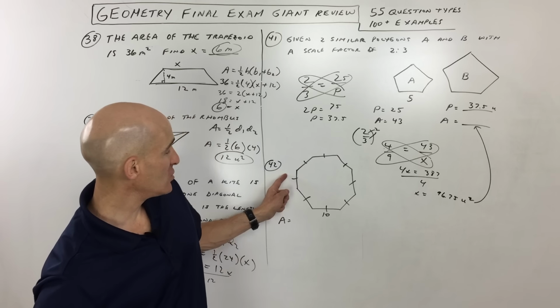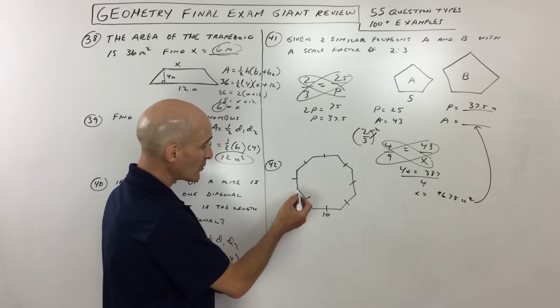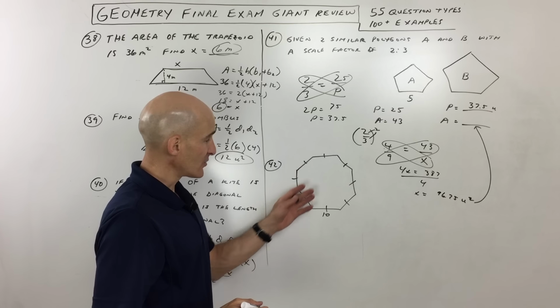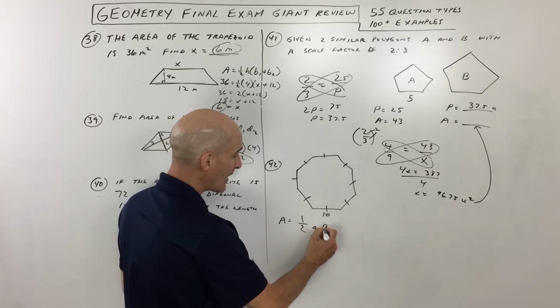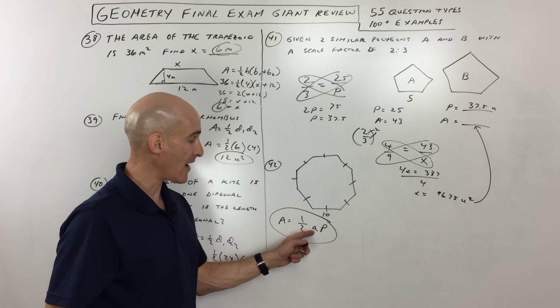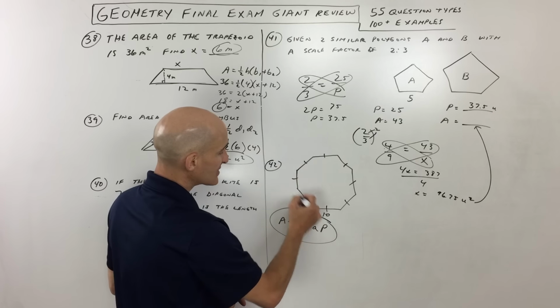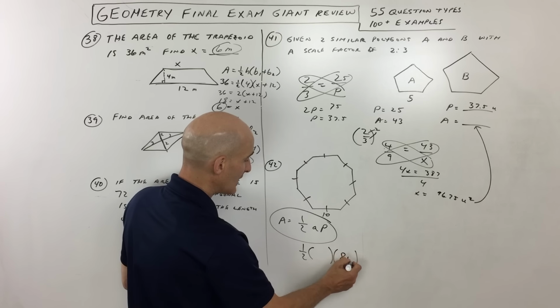Okay, now number 42, what we want to do is find the area of this octagon. Notice it's a regular octagon, all the sides are congruent, and it looks like a stop sign, right? But remember, when you find the area of a regular polygon, this is the formula you want to memorize: 1/2 apothem times perimeter. The perimeter is easy to figure out. You just add up all the sides. In this case, it's 10 times 8, which is going to be 80.